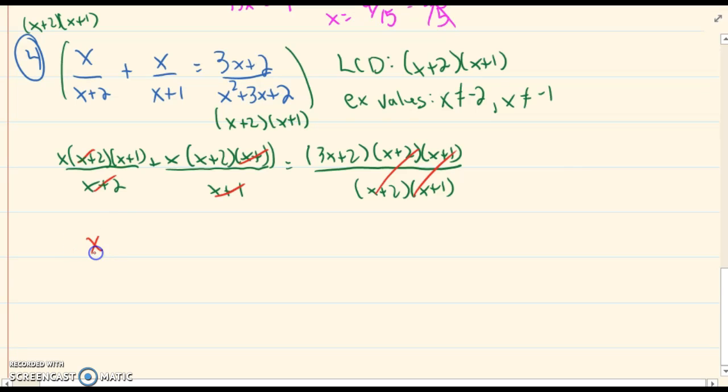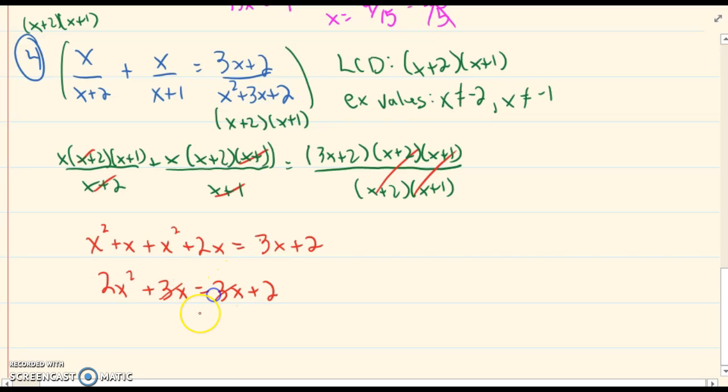So what I've got is x times x plus 1, that's x squared plus x, plus x times x plus 2, which is x squared plus 2x. That equals 3x plus 2. Now at that point, I'd be looking to bring everything over to the other side and trying to solve it. So I'm going to have 2x squared plus 3x equals 3x plus 2. So at this point, I can actually eliminate the x's. And I have an equation here that looks like 2x squared equals 2.